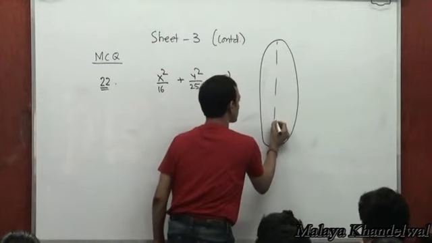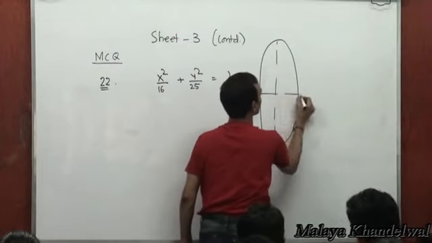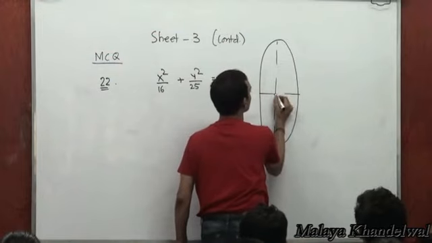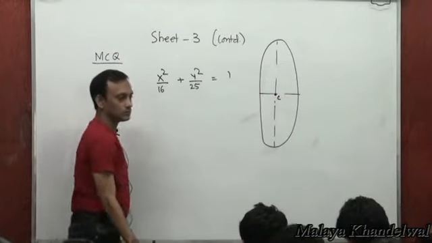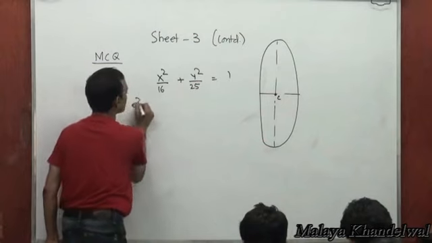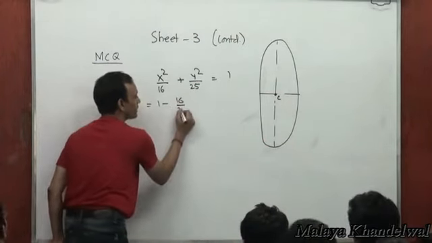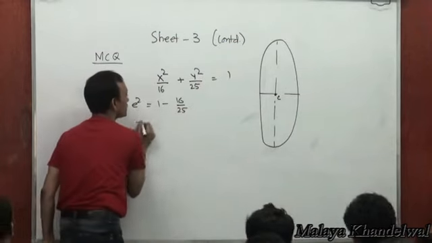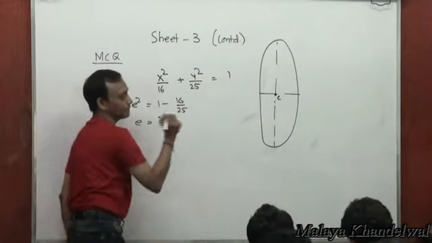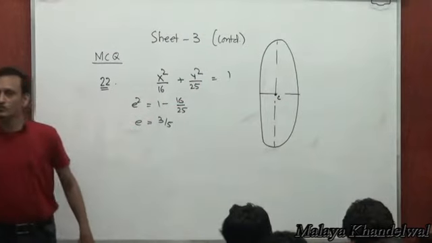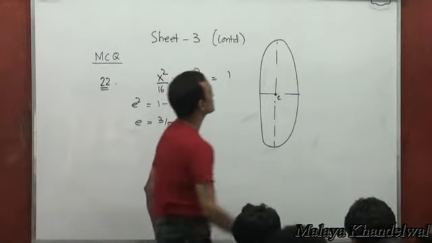Something like this. This is the center. The eccentricity of the ellipse is 1 minus small by big, always small by big, right? So E is like 3 by 5. E is 3 by 5, the eccentricity of the ellipse.